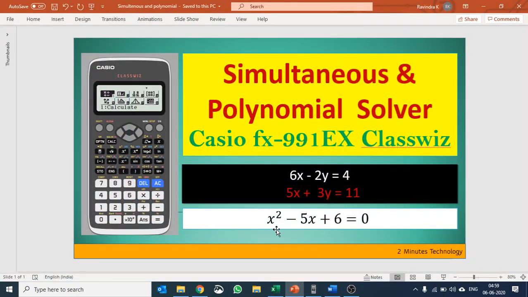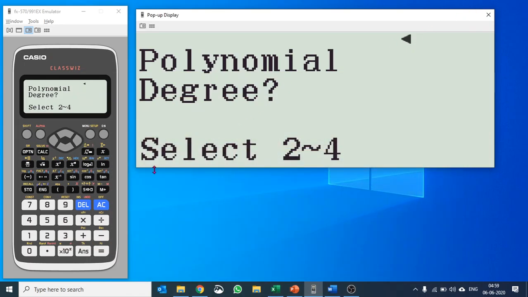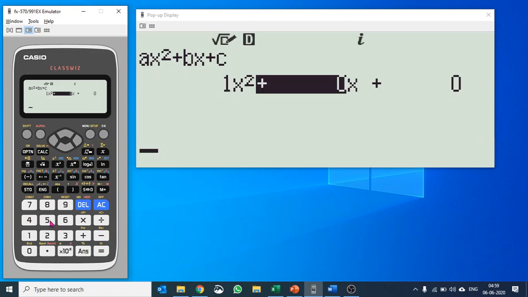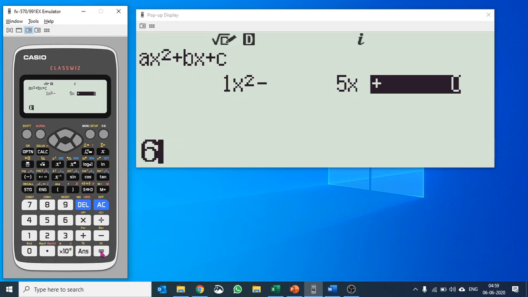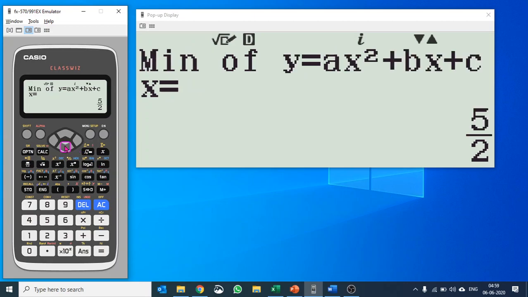If I go back, my equation is a 2-degree equation, x square minus 5x plus 6. So I'll say 2 degree, and again here I need to fill in our coefficients. So I'll say 1, negative 5 and 6. After putting in the coefficients, you hit equals again and it gives you your first root as 3, second root as 2, and something special about Classwiz is that it gives you the minimum as well.